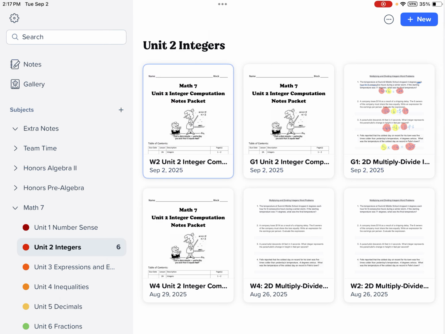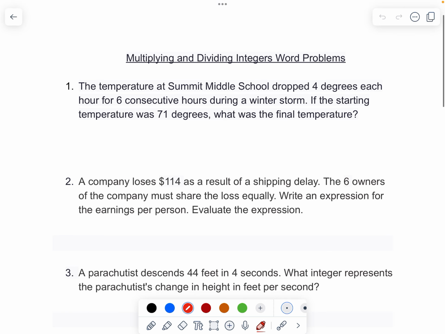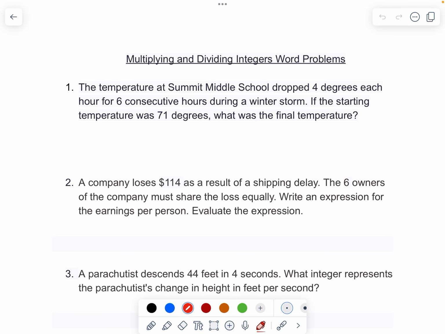Now we are going to also work on this page down here, which should be just below your set of notes, multiplying and dividing integer word problems. So the temperature at Summit Middle School dropped 4 degrees each hour for 6 consecutive hours. That's really key here. Dropped 4 degrees each hour for 6 consecutive hours during a winter storm. If it started at 71 degrees, what was the final temperature? So that's some key information in there.